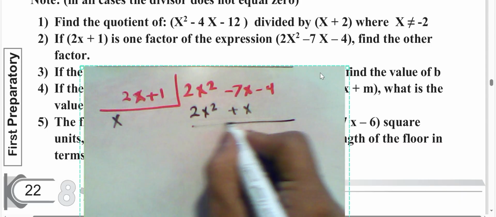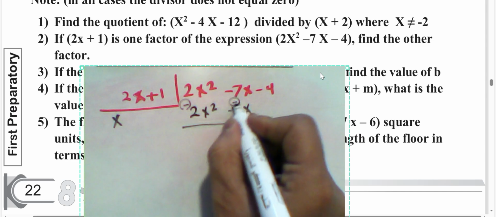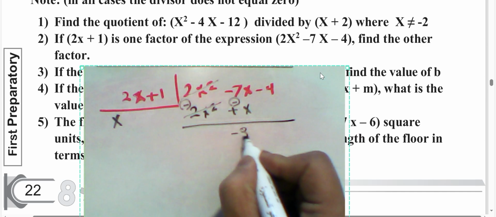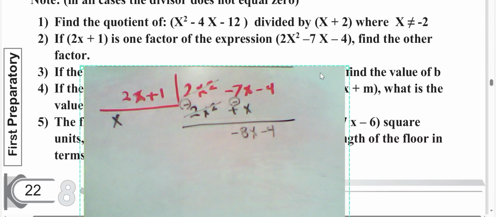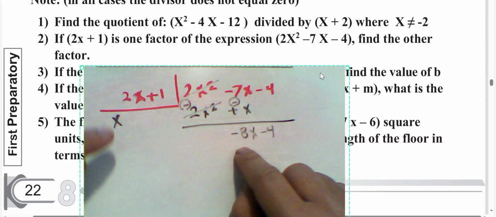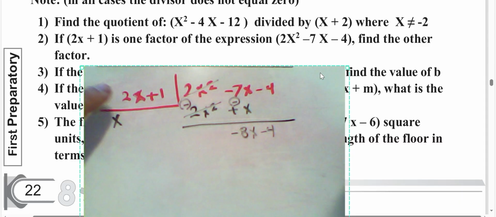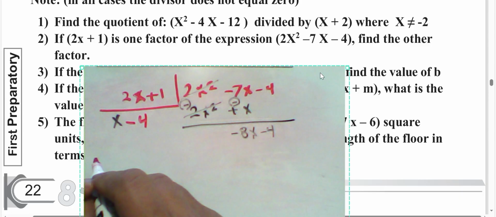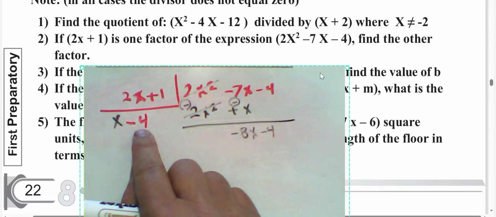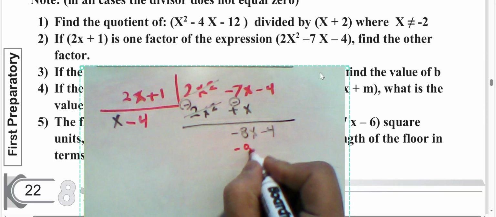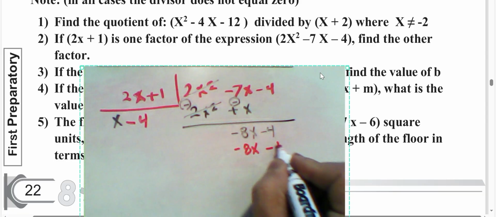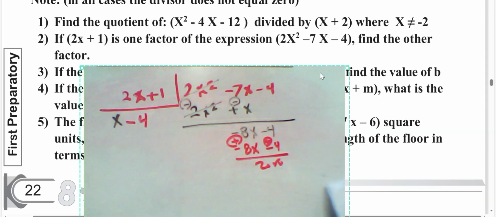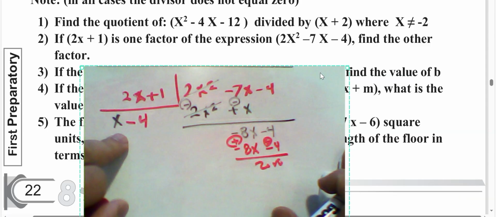And then find the difference between two expressions. Write negative and the negative. Cancel together. Negative 7x and negative 1x will be negative 8x minus 4. Next, divide negative 8x by positive 2x. Write negative. And 8 divided by 2 equals 4. Negative 4 times 2x will be negative 8x. Negative 4 times 1 will be negative 4. Then we can find the difference between the expressions. Then the quotient will be x minus 4.